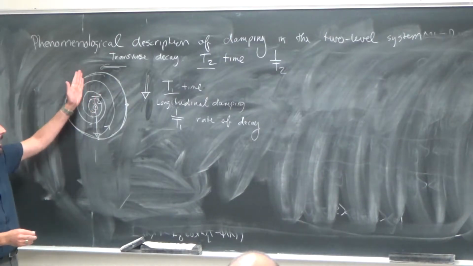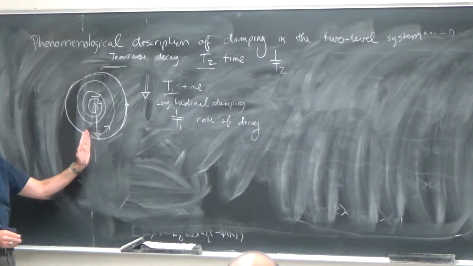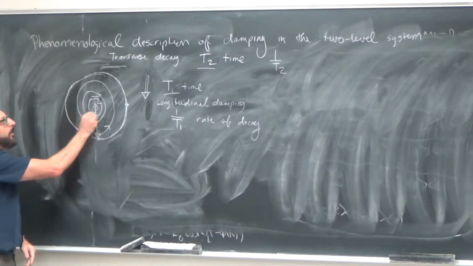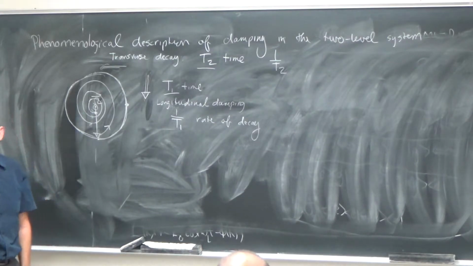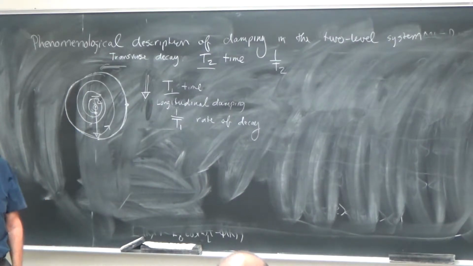And eventually I'll have 0 coherence. And I might have some population because I'm driving the system in steady state. So maybe I don't understand your question, so maybe you can ask it again.